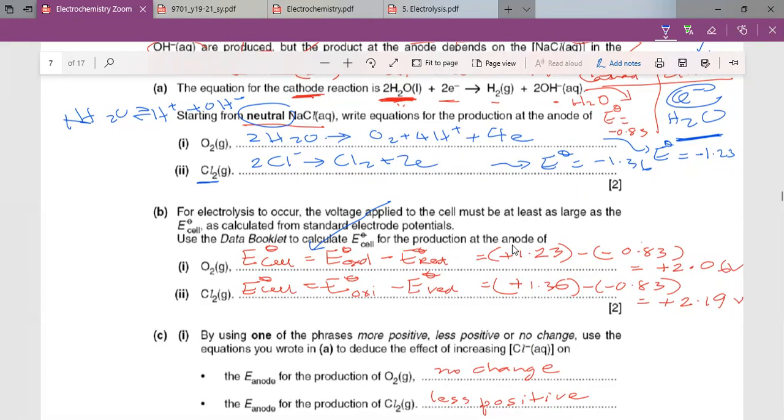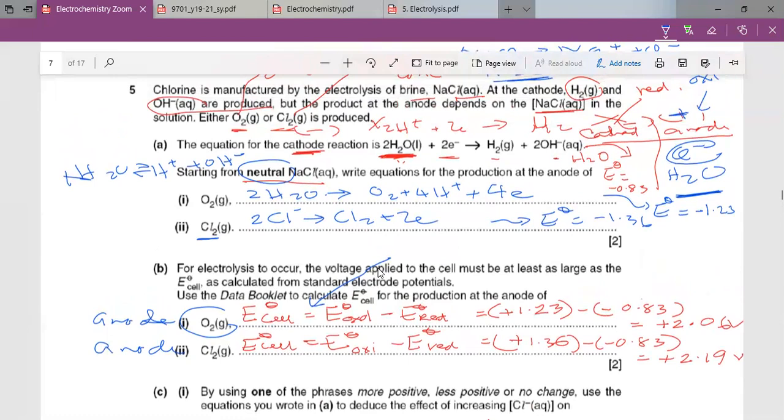Now who is undergoing oxidation? Of course, it must be your anode, isn't it? Now for oxygen gas given out, it means this is the anode. Remember, this is the anode, because the cathode is fixed. The cathode is always hydrogen gas. This is your negative, and this is your positive in electrolysis. So if oxygen is given out, that means you're using this equation and this equation.